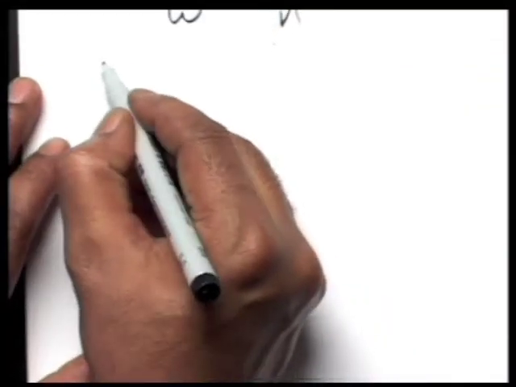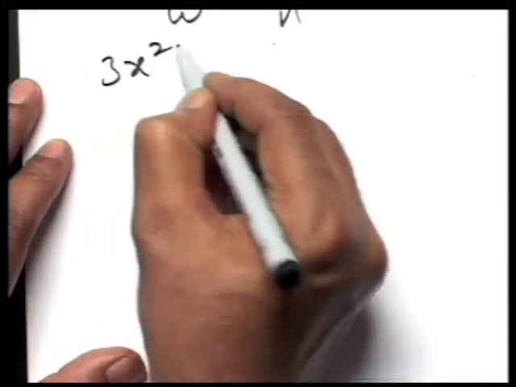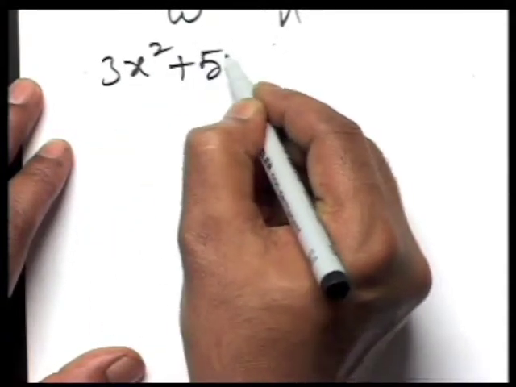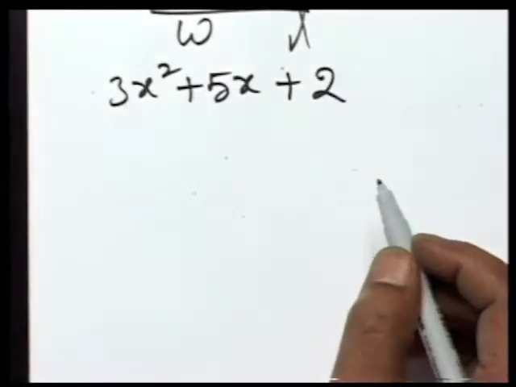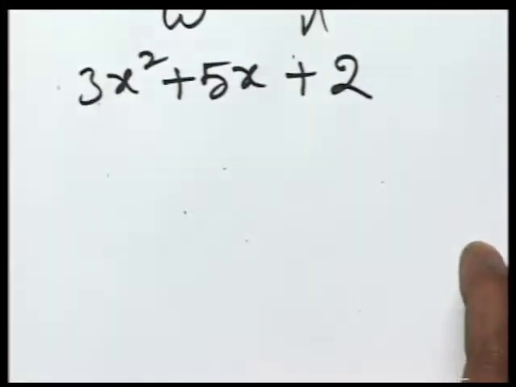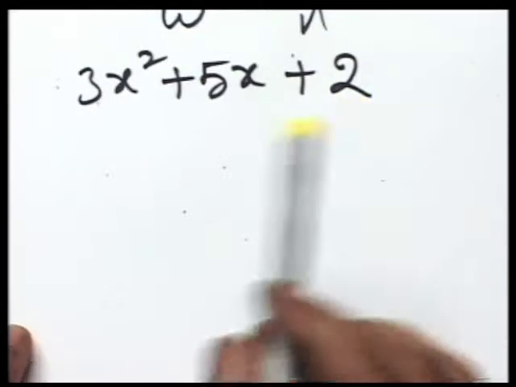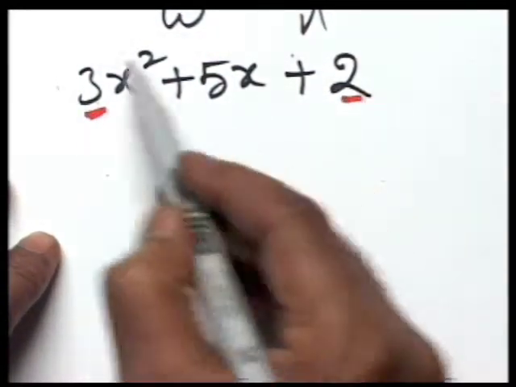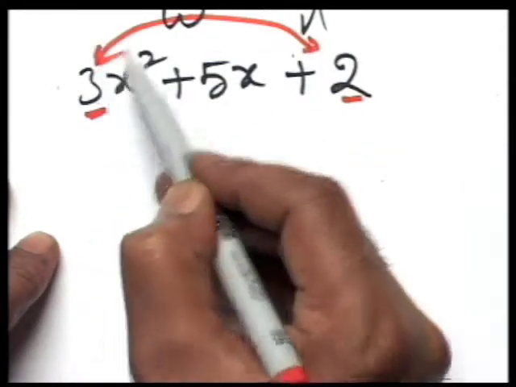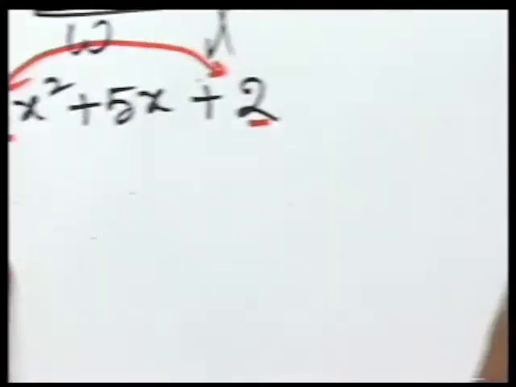3x squared plus 5x plus 2. That is the question, and see how we factorize that. What is your step 1? You need to take the first and last numbers. 3 is the first number, 2 is the last number. Multiply them, please. 3 times 2, we know 6, all right?